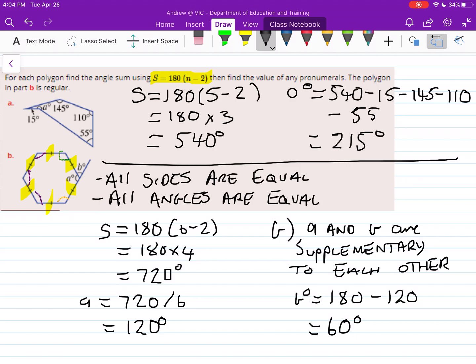So this is how you can break down these types of questions. Hopefully this helps with solving polygon problems and finding interior angles of these. So good luck.